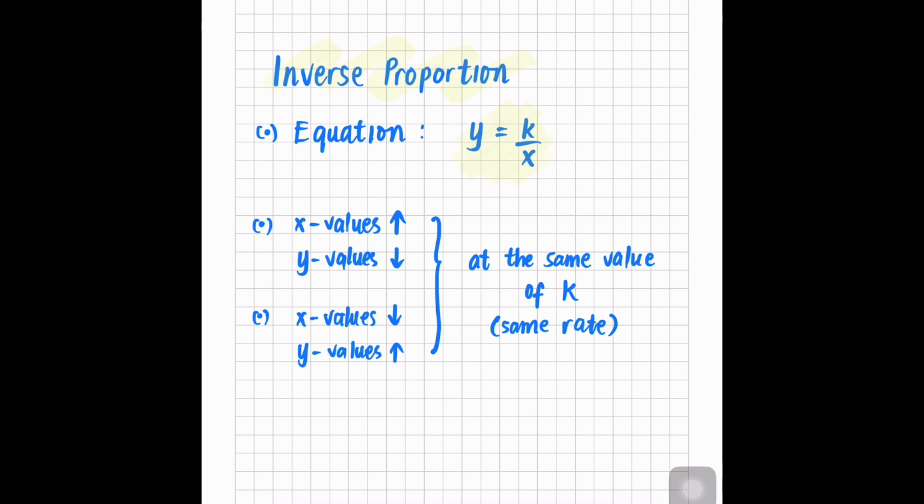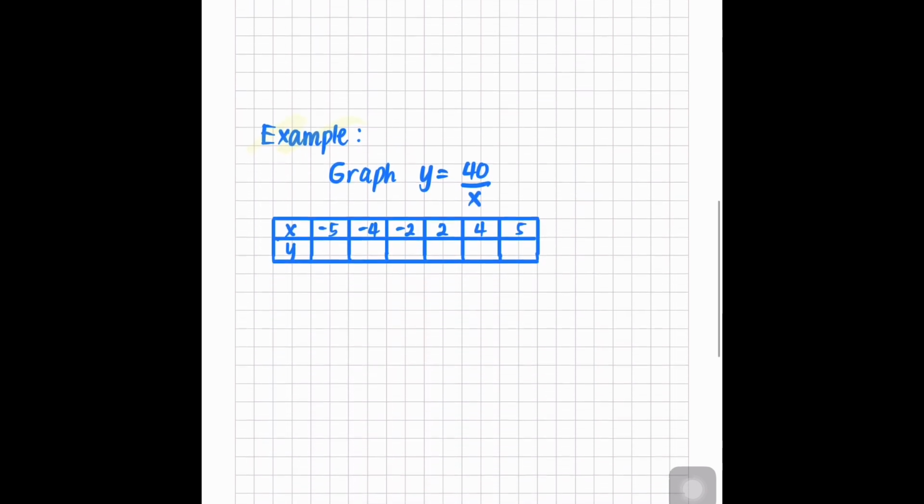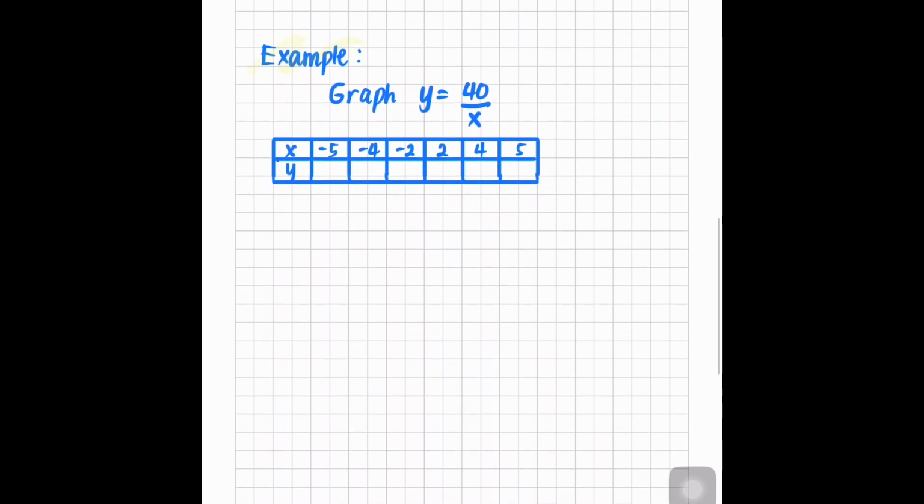To further understand this, let's answer an example. Graph the given equation y equals 40 divided by x. So this equation right here is an example of inverse proportion, and you notice that the equation is already arranged into y equals k divided by x, where k is actually 40.